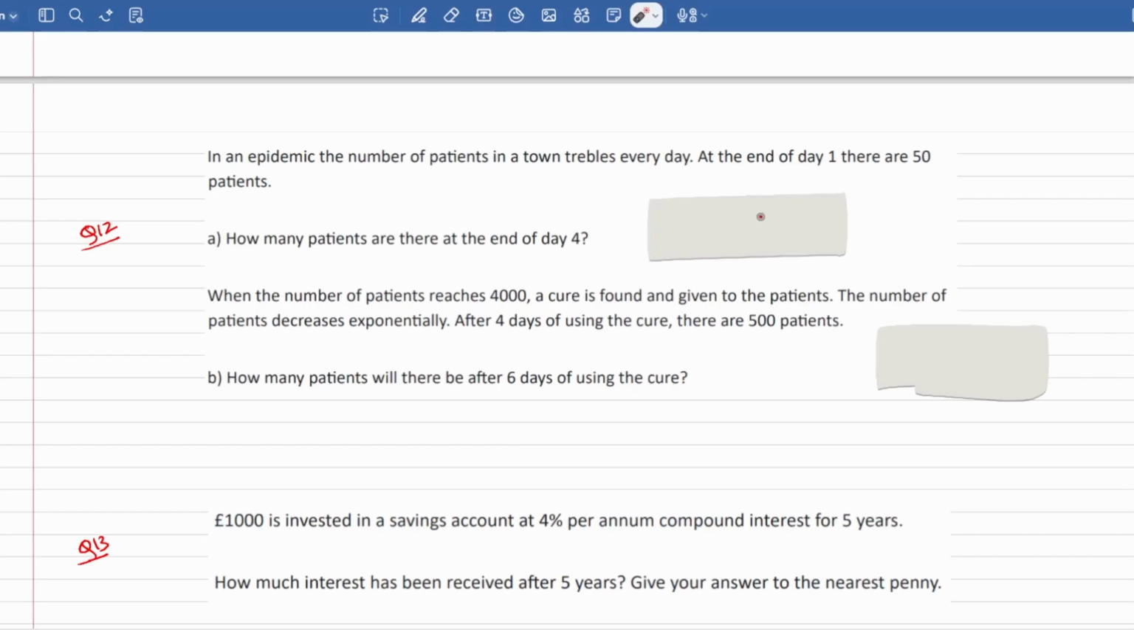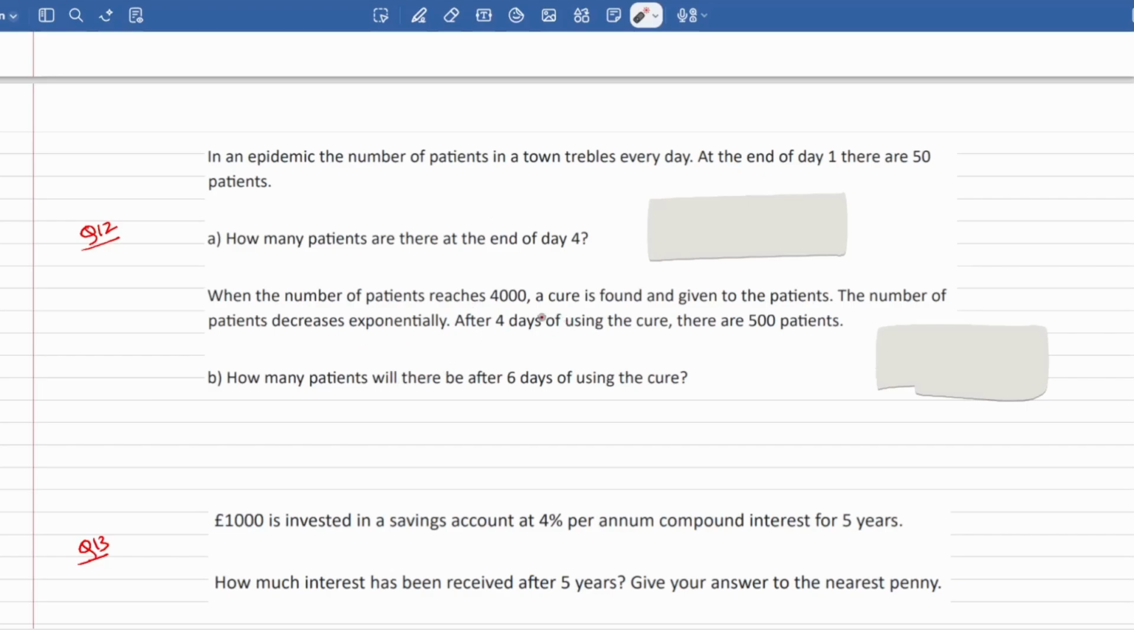I hope you have done this one. This is based on geometric progression. So at the end of day 1, there are 50 patients, right? And the number of patients trebles every day. So the common ratio is 3 and your first term will be 50. So the number of patients at the end of day 4 will be a r to the power n minus 1. So 50 into 3 to the power 4 minus 1. Whatever the value is, you could calculate.